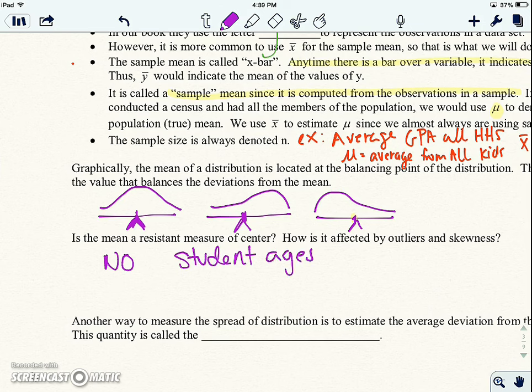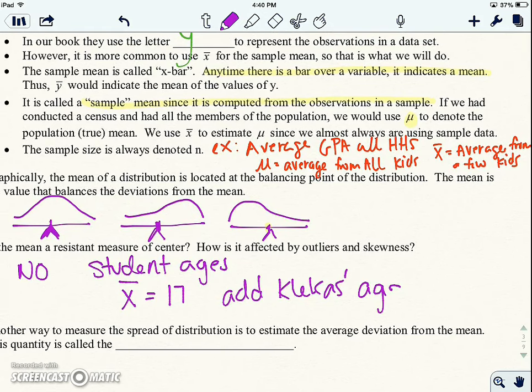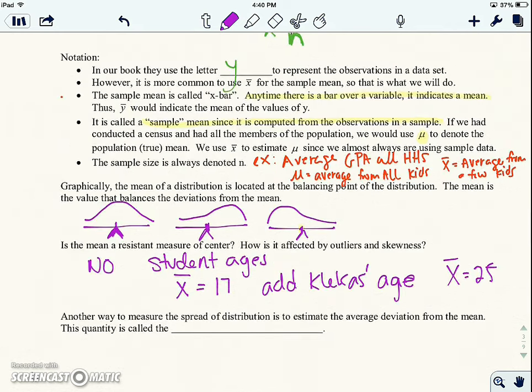if we took the average, x bar, maybe we'd get 17 or 18. But if we add my age, the average would go up, okay? So let's say, I'm not going to tell you how old I am, but maybe the average would be 25 instead. So it moved because we put an outlier in, okay?